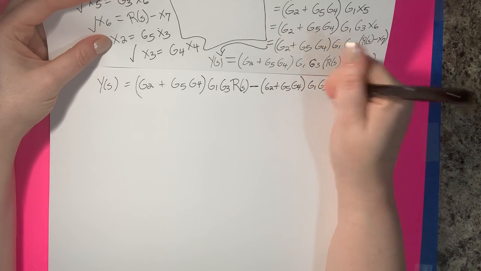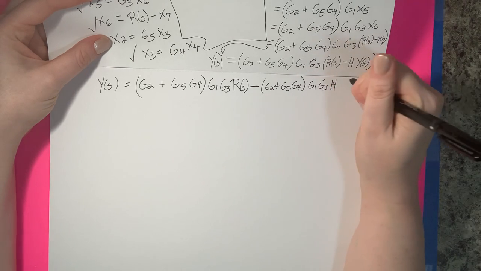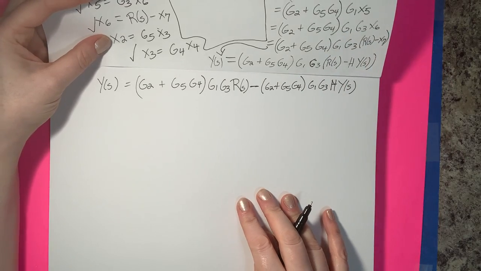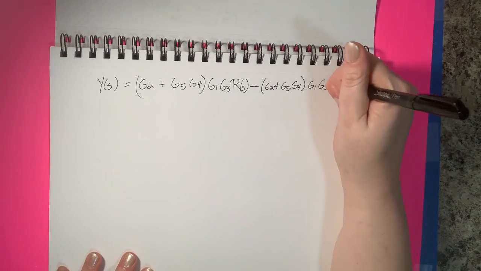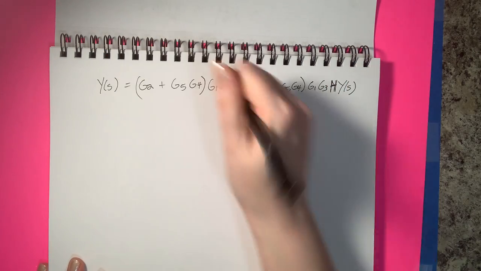g1, g3, y, don't forget the h is right here, and then y of s. So do be very careful with your multiplication. And always check yourself. All right, so I almost dropped that H.